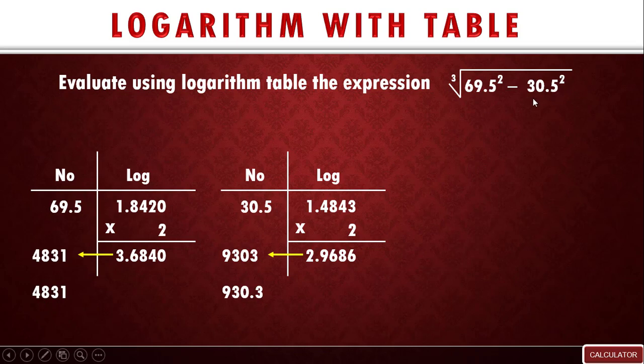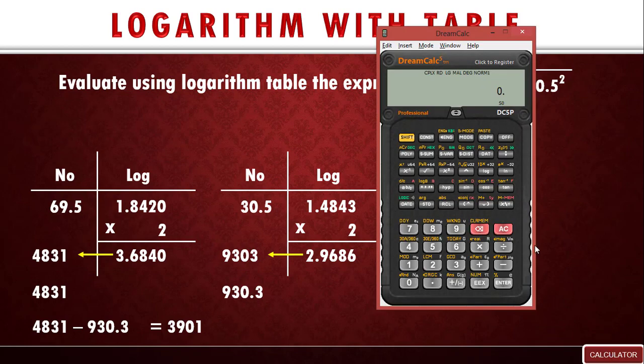4831, and then 30.5 square we got this value, so that means we're going to subtract them. So when we subtract them, we're going to have this value, 3901. So we actually approximate that value. Let me try to show you that. 4831 minus 930.3. Then we'll press equals or enter.